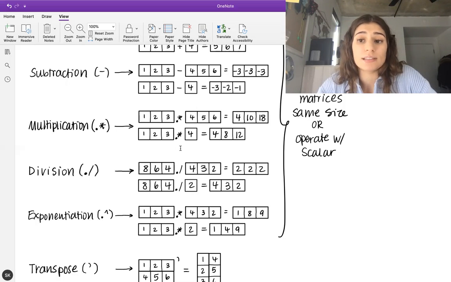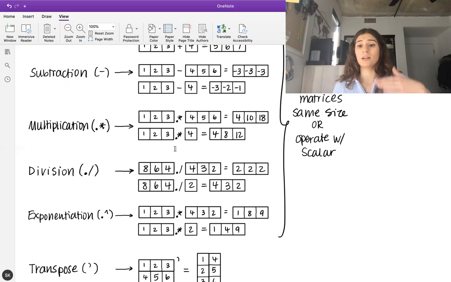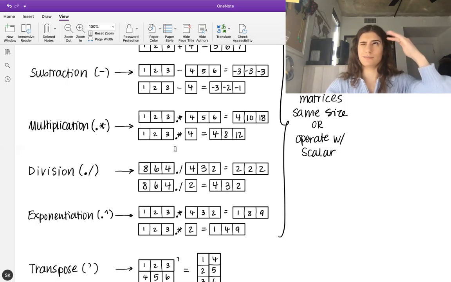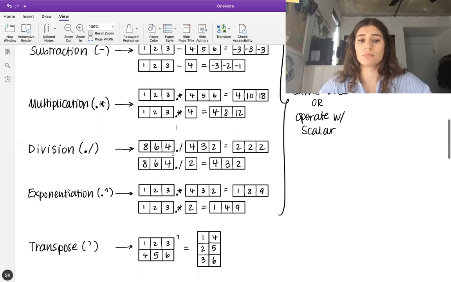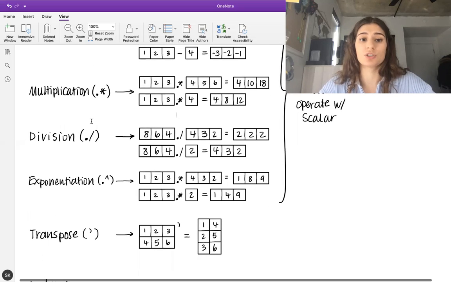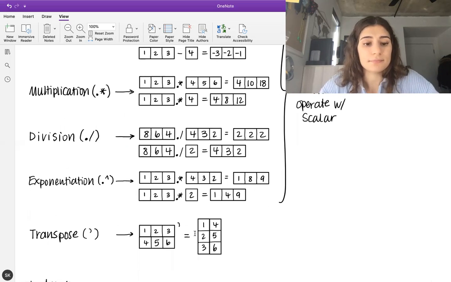If you didn't do this, it would try to do matrix multiplication, in which case you'd need one row vector and one column vector multiplied together in order for it to work. Matrix multiplication is not what we're getting into today, but just know that you have to put the period before so that it does it element by element.